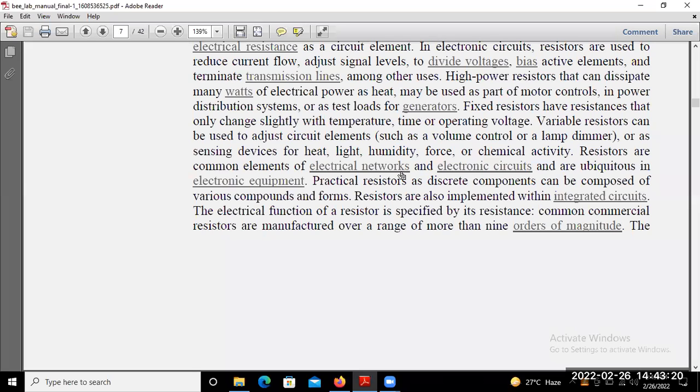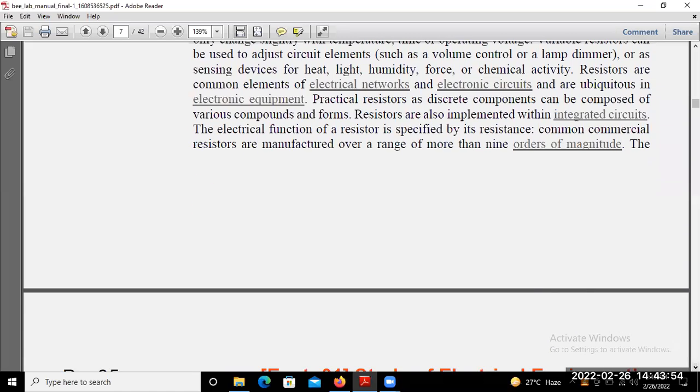Resistors are common elements of electrical networks and electronic circuits and are in electronic equipment. Practical resistors as discrete components can be composed of various compound forms. Resistors are also implemented within integrated circuits. The electrical function of a resistor is specified by its resistance. Common commercial resistors are manufactured over a range of more than 9 orders of magnitude. So how can we represent the resistor? Standard notation.